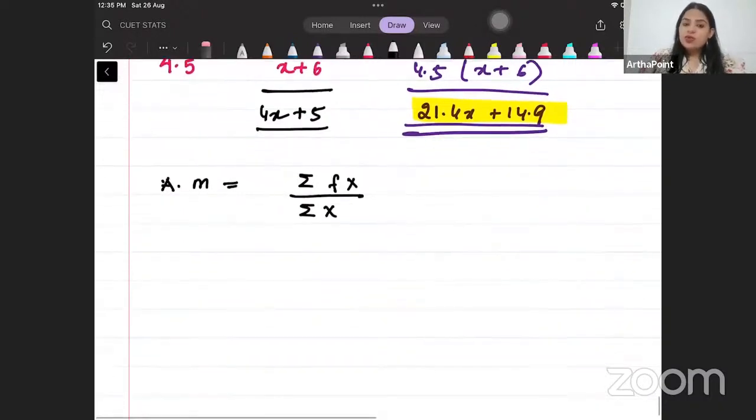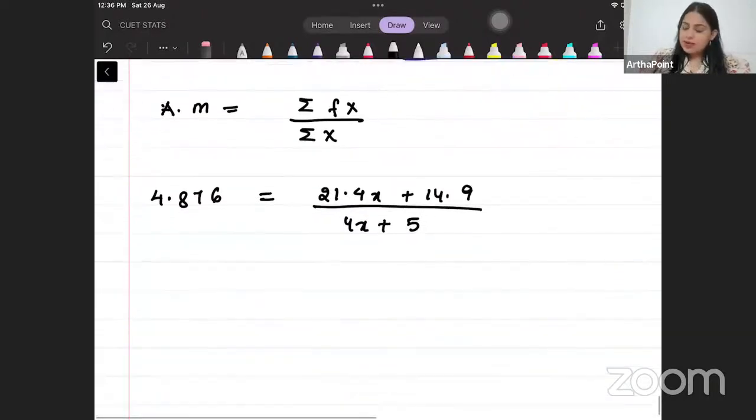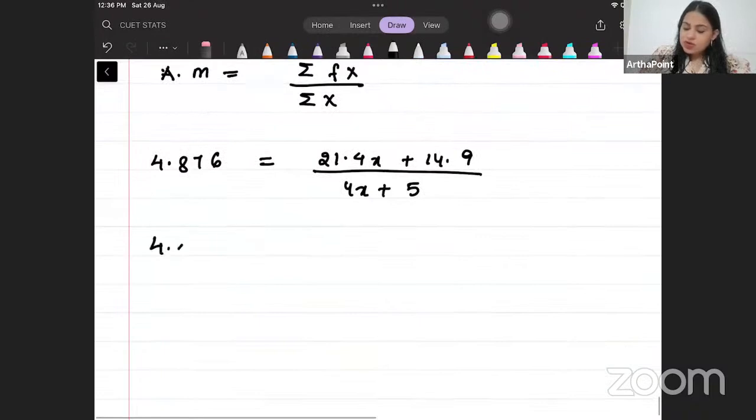And this is given to you as 4.876. Just equate this. So equate this to 21.4x plus 14.9 upon 4x plus 5. This is simple. You just have to find the value of x. So it is nothing. I will leave this up to you, beta. So just do 4.876 into 4x plus 5. Can you quickly calculate this and tell me, please?